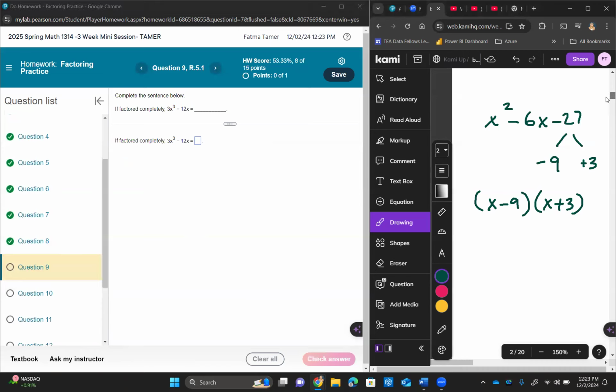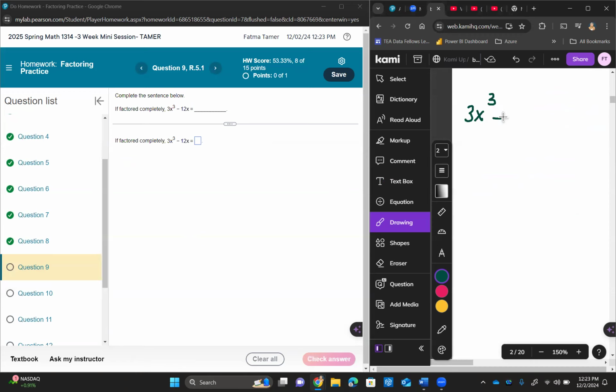So for the next question that I need to factor, they gave me 3x cubed minus 12x. So this question doesn't look like a perfect square trinomial. It doesn't even look like a trinomial. It doesn't look like a difference of two squares. So it's nothing that I know so far, but I'm going to use GCF, greatest common factor. Whenever we have a factoring problem, always our first approach should be, do they have anything in common that I can take out and make the question simpler?